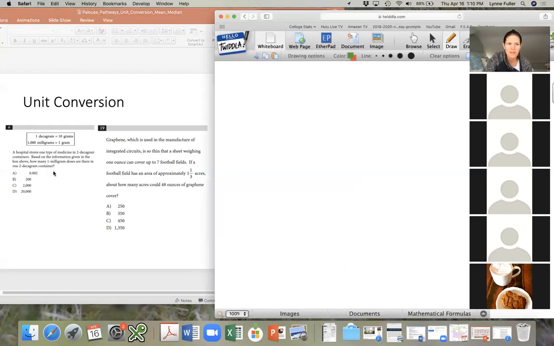All right, looking at question number 6: a hospital stores one type of medicine in 2 decagram containers. Based on the information given in the box above, how many 1 milligram doses are there in one 2 decagram container? Here, 1 decagram equals 10 grams. Then I would take this next one and actually flip it: 1 gram equals 1,000 milligrams.